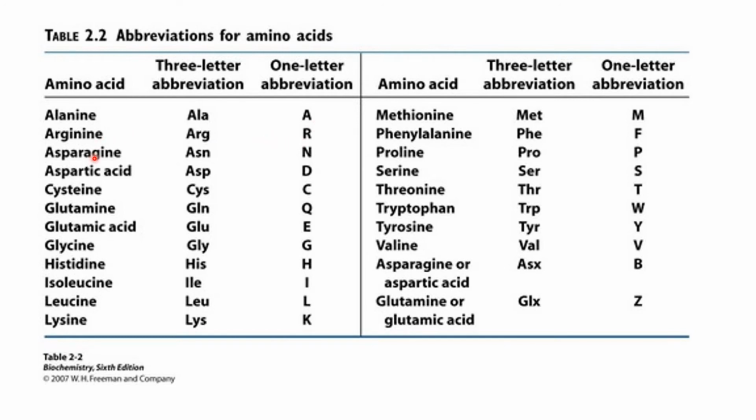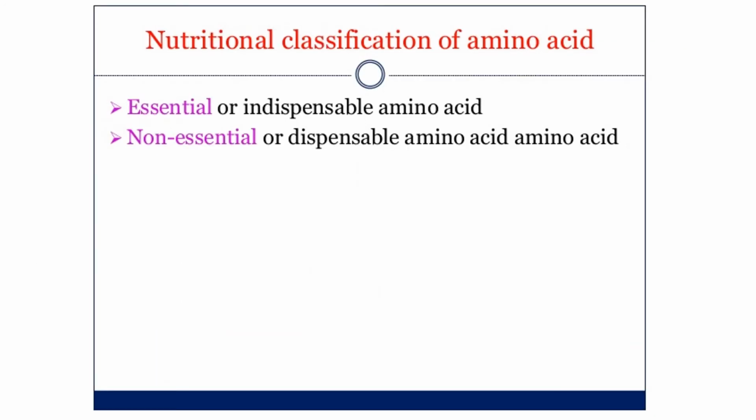Like that, for asparagine the short form abbreviation is capital N. Aspartic acid is D. Cysteine is C. All these are capital letters. That means these are the 3-letter abbreviations and these are the 1-letter abbreviations. It's not that the first letter is always the 1-letter abbreviation. That's not necessary because the first letters are common in most of the amino acids. So to keep it simpler, alanine is given A as a short form and arginine is given R as the short form. Okay, now what is next?